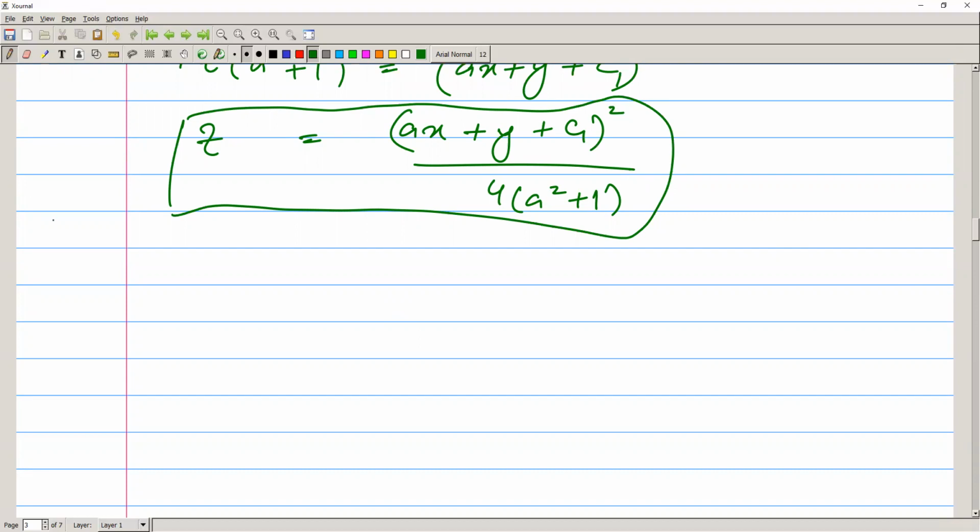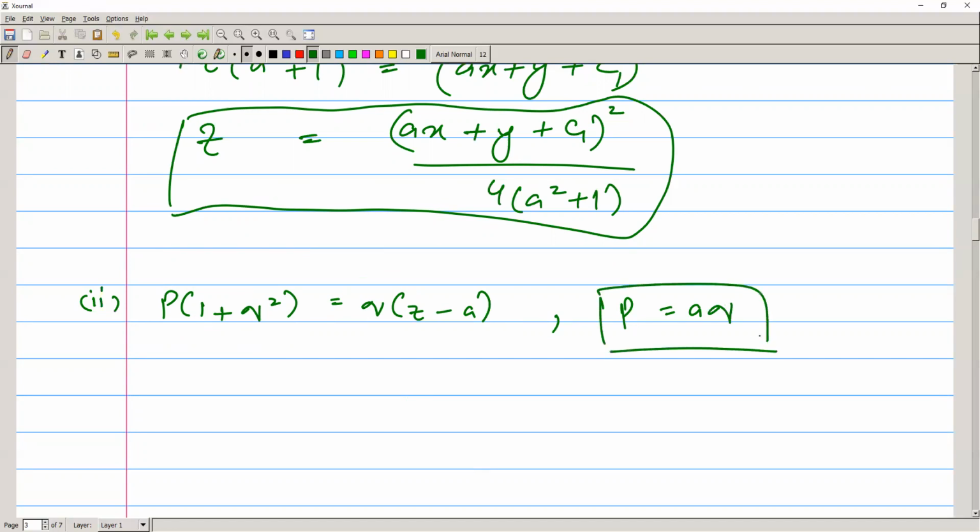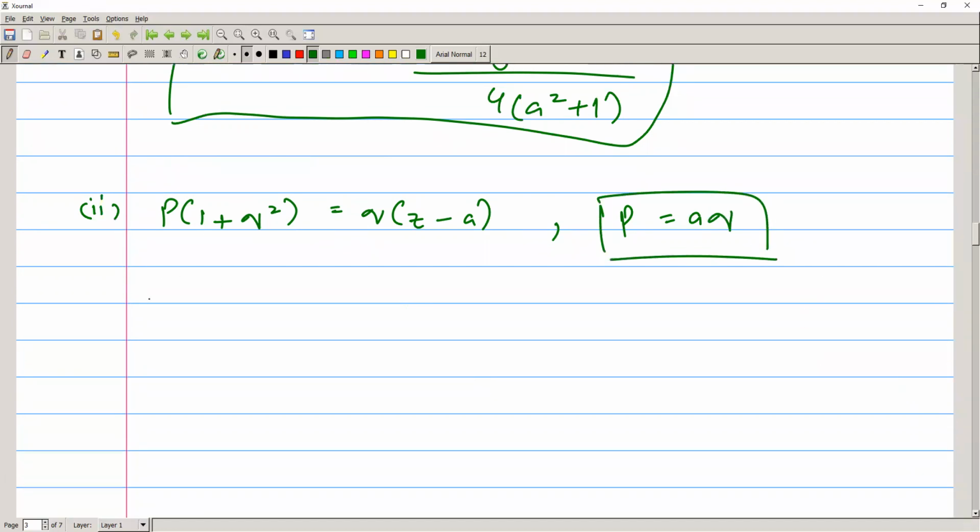Let's write it. So it's p times 1 plus q squared is equal to q times z minus a. Now we can see that the function consists of only p, q, and z. So we can directly write that p is equal to aq, right? So for every p, we will substitute aq. So it will be aq times 1 plus q squared is equal to q times z minus a.